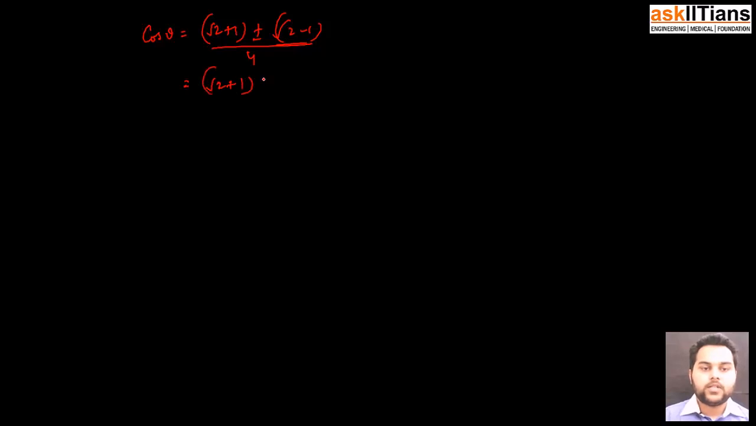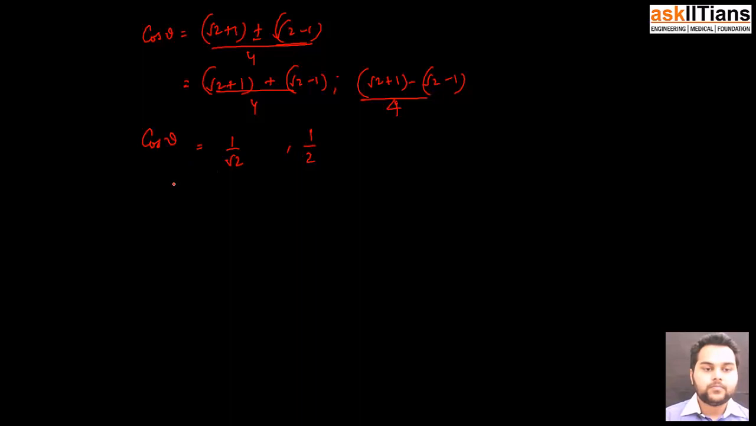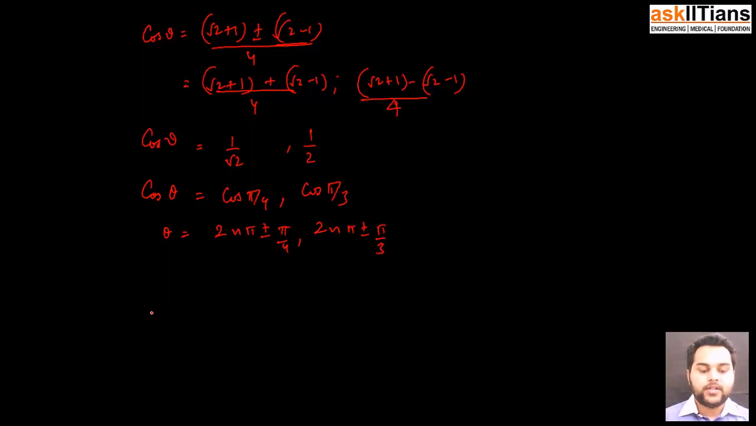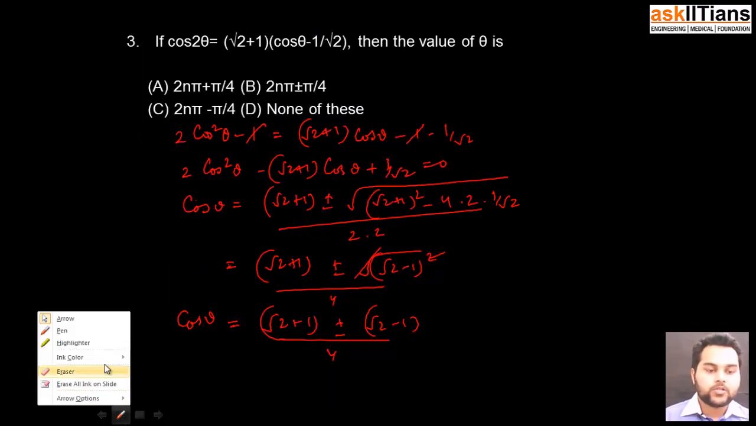I will have two values of cos theta then. One I am considering as positive, and the other one when the negative sign is considered. That shall give me either 1 by root 2 or 1 by 2. Both of them can be written as either cos pi by 4 or cos pi by 3. Hence theta would be either 2n pi plus minus pi by 4 or 2n pi plus minus pi by 3. I will look at the options that I have out of it. Hence option B is correct for this question.